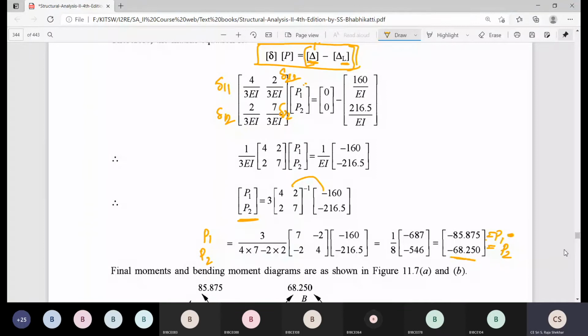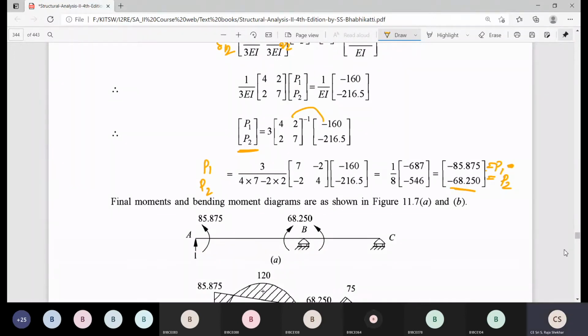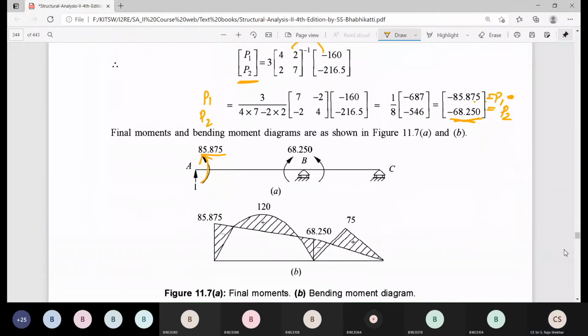So here we are considering this as force. These are redundant forces. Redundant force P1 will be equal to 85.875. What is P1? That is the end moment, the fixed end moment. That is 85.875. This is coordinate direction 1. Coordinate direction 2 is 68.250. Now for this we need to draw the bending moment diagram.